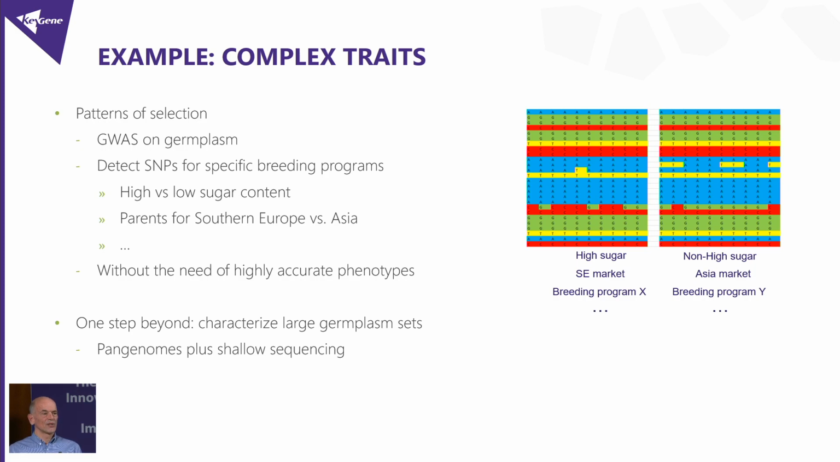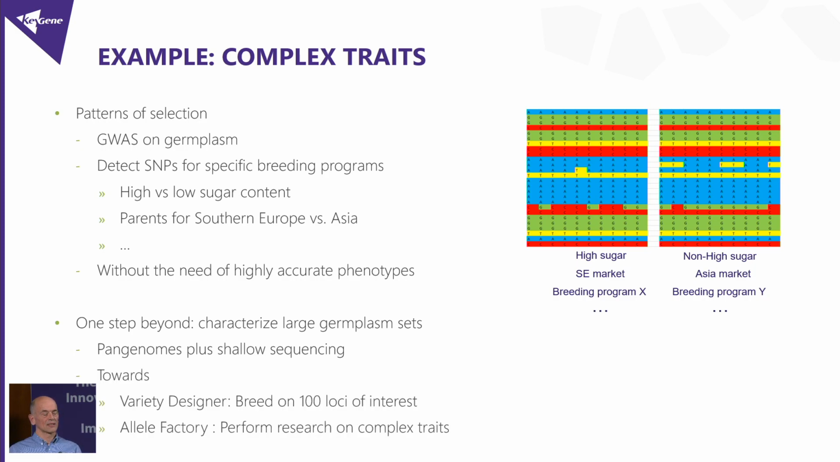So then going one step beyond this, if I can combine this with having pangenomes that cover all genetic variation there is in a certain species, and combine it with shallow sequencing that will allow me to infer the alleles present in each of my accessions, I'm far better equipped to look at complex traits and start elucidating those. And from my side, I think there are two outlets once you have detected those loci, and one is towards breeding, which is the variety designer, and the other one is the allele factory.